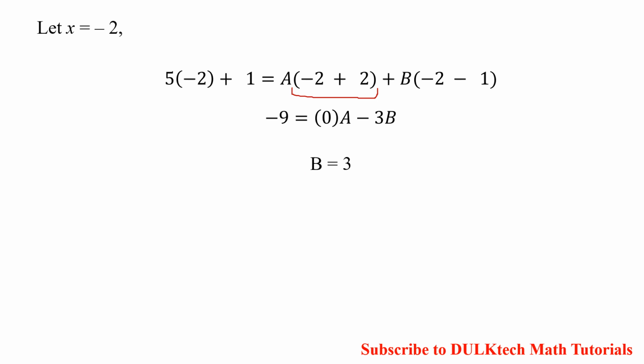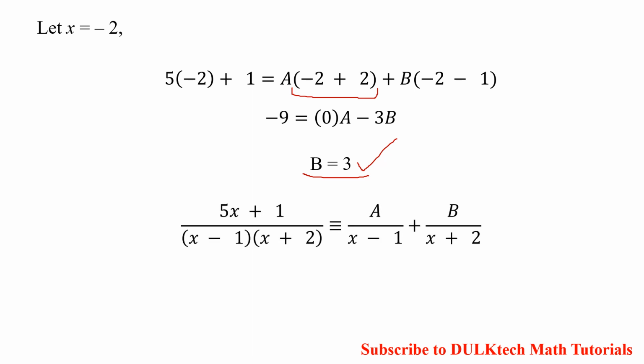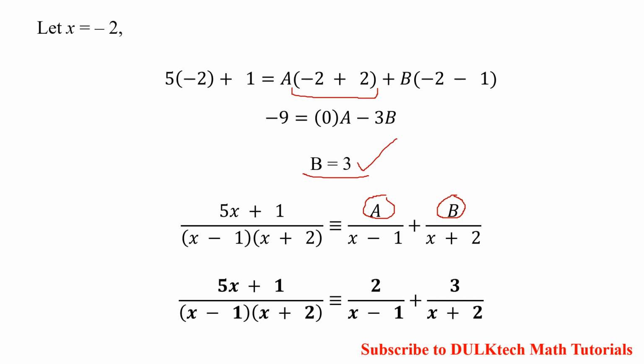Now we have the value of b, which is 3, and the value of a, which is 2. We can now substitute those values back into this identity. For a we substitute 2, for b we substitute 3. So we end up having an identity of this form, and we have expressed this single fraction as a sum of these two fractions. So we have partialized the fractions.